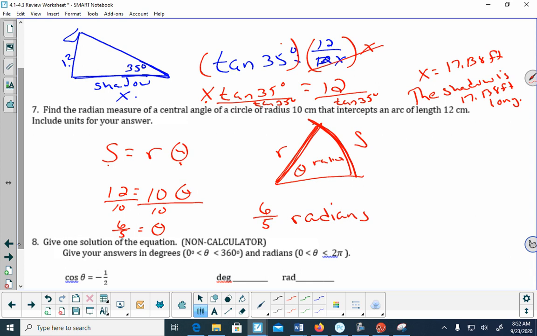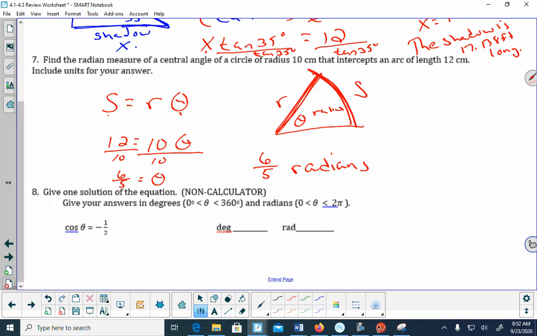Give one solution of the equation. So I want to know when the cosine is equal to -1/2. So thinking on my unit circle, I want -1/2, and then the other ordered pair that would go with it would be the square root of 3/2. So the cosine is negative in the second quadrant.